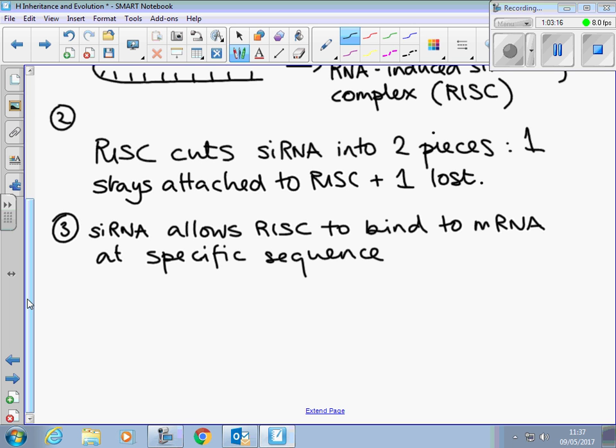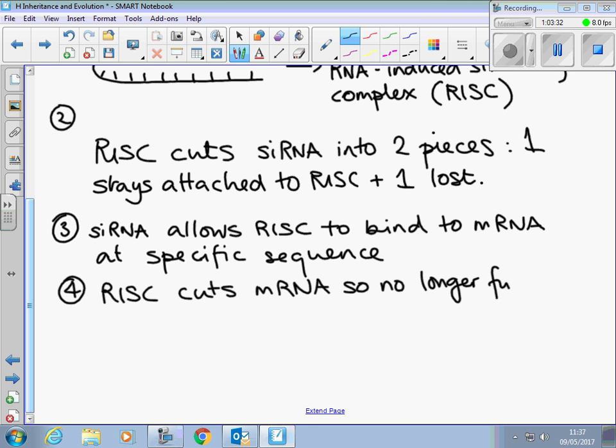And it then cuts the messenger RNA up. So the RISC is the important bit here. This cuts the messenger RNA, so it's no longer functional. And if you have a look at the diagram sequence there, you can see what happens, I hope. So you then get enzymes that will recycle that piece of messenger RNA.